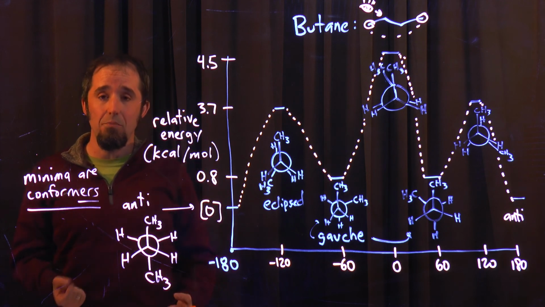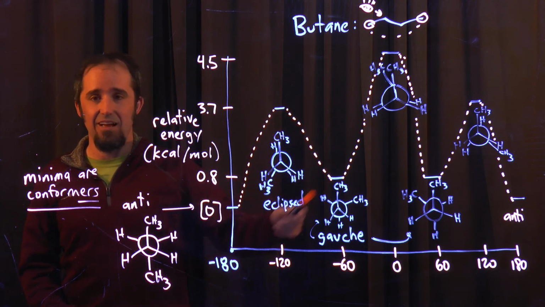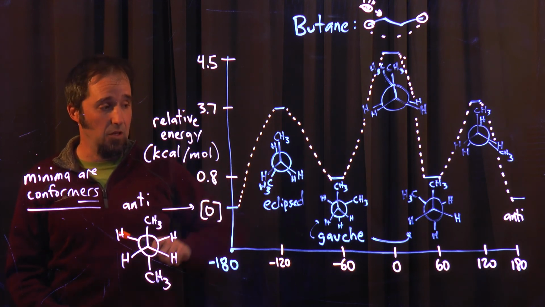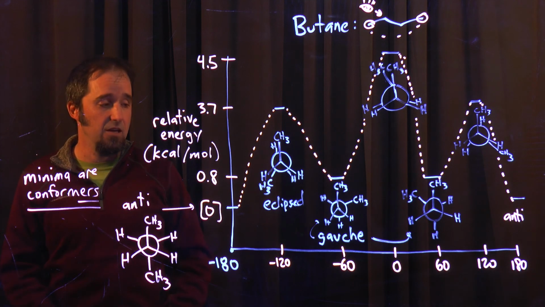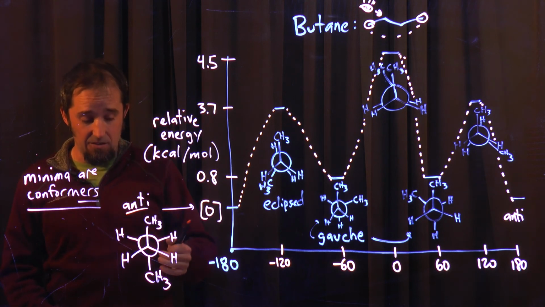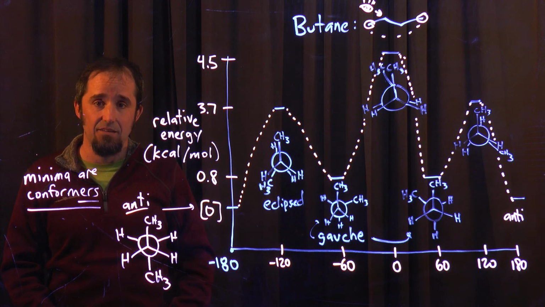A conformation is any shape. So any point along this line, an infinite number of possible points, are conformations. So an infinite number of conformations, 3 conformers. The lowest energy conformer is what we call anti.